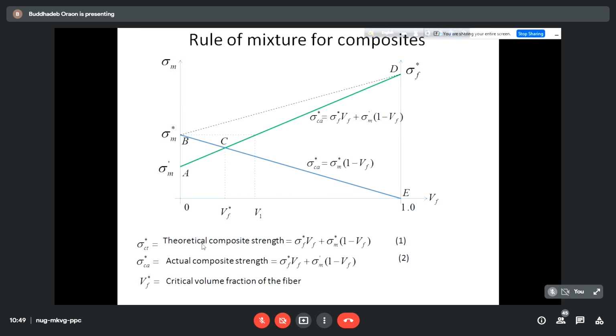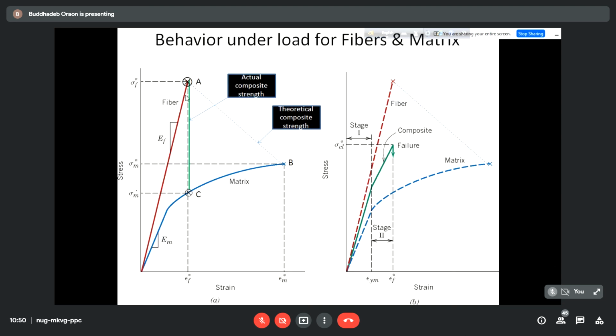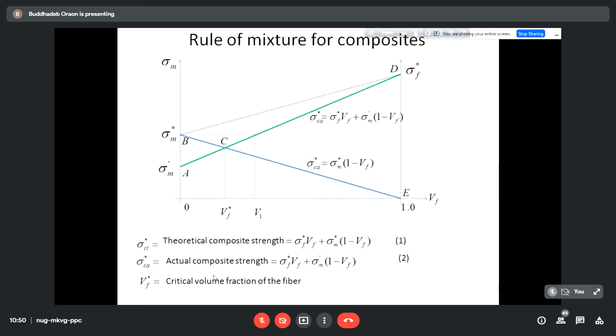Now this equation will be a theoretical equation, but we will be replacing this theoretical equation by this AC line. So the coordinate of this particular point is sigma f, epsilon f, and coordinate of this particular point is sigma m dash, epsilon f star. But we are interested in sigma m dash and sigma f dash only, and we require the volume fraction. So for actual composite strength, we get this equation.